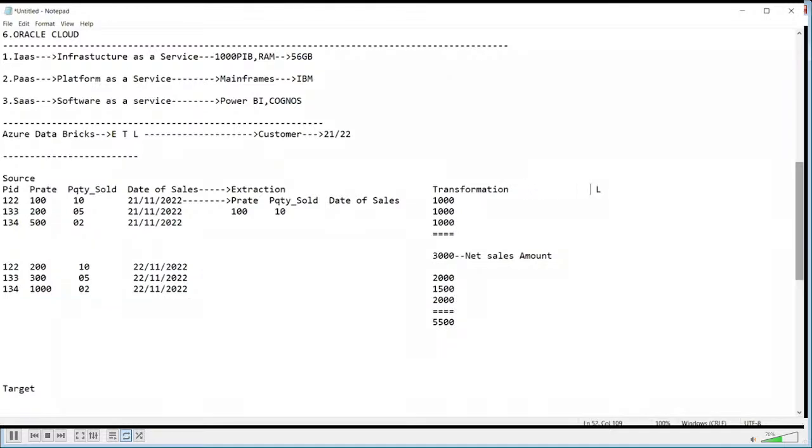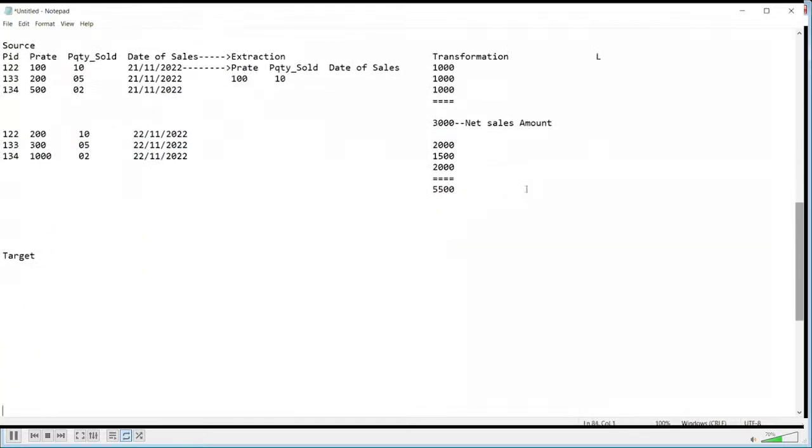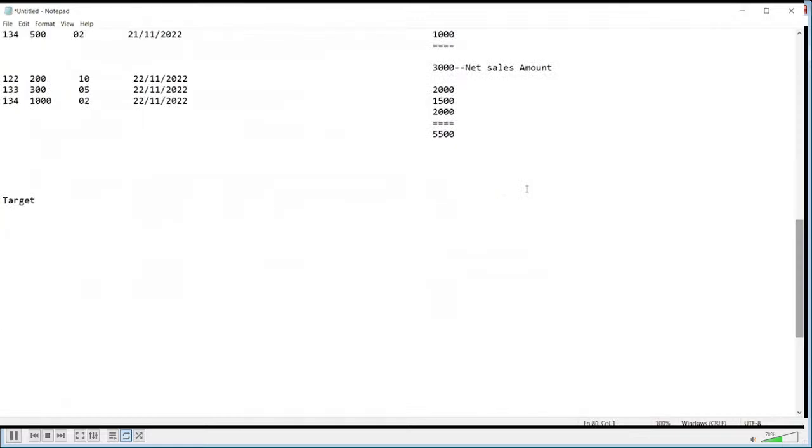It's done now. Finally, you will be loading. Where will you be loading the data, guys? Finally, you will be loading the data into the target. So how will I load the data? I will load the data like this. See here, I'm loading the data. Net underscore sales underscore amount. Net sales amount is what, guys? 3,000. And for which date is it? So I'm declaring one more column here.